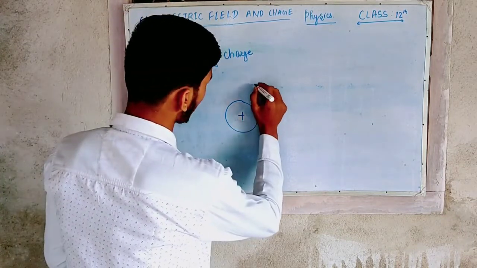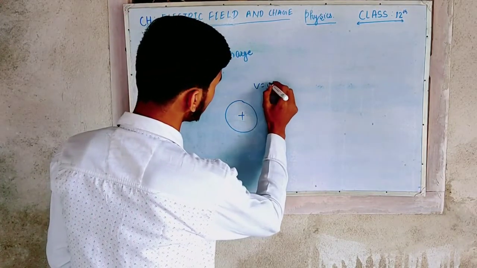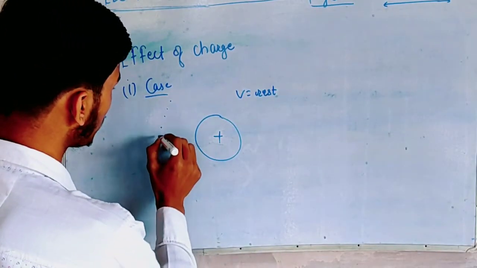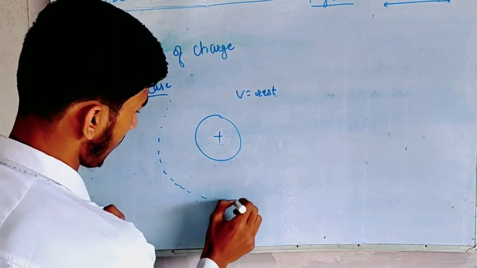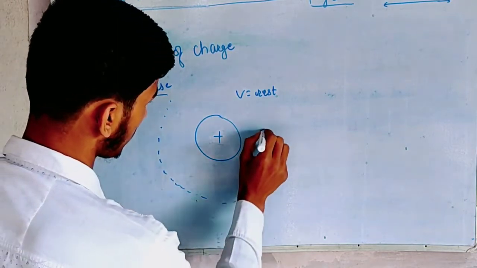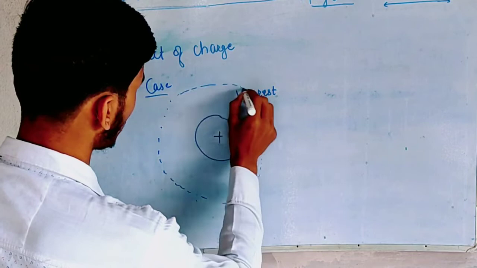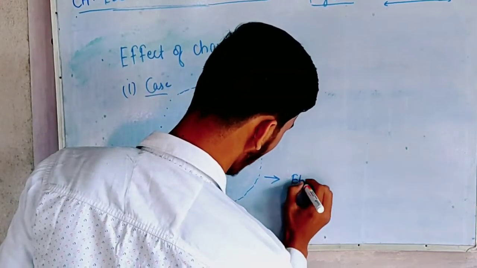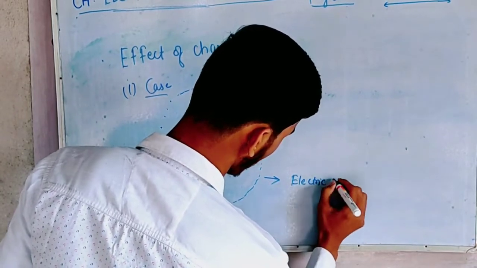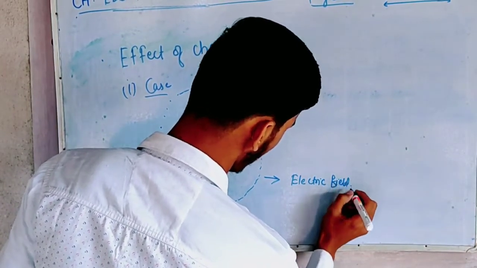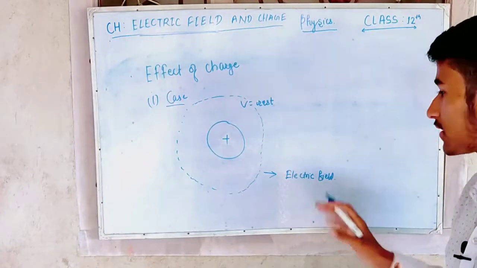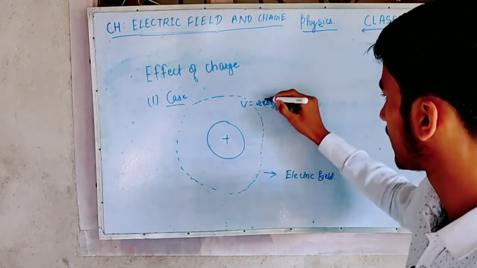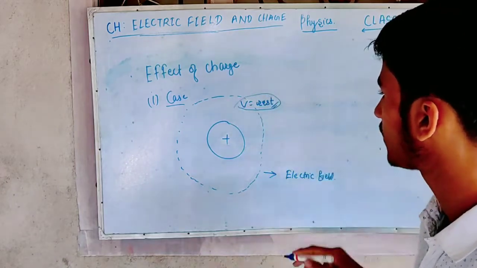the velocity is at rest and it produces electric field. So in the first case it produces an electric field around it, and the velocity is at rest. So you have noticed that the velocity is at rest, right? So this is the first case.